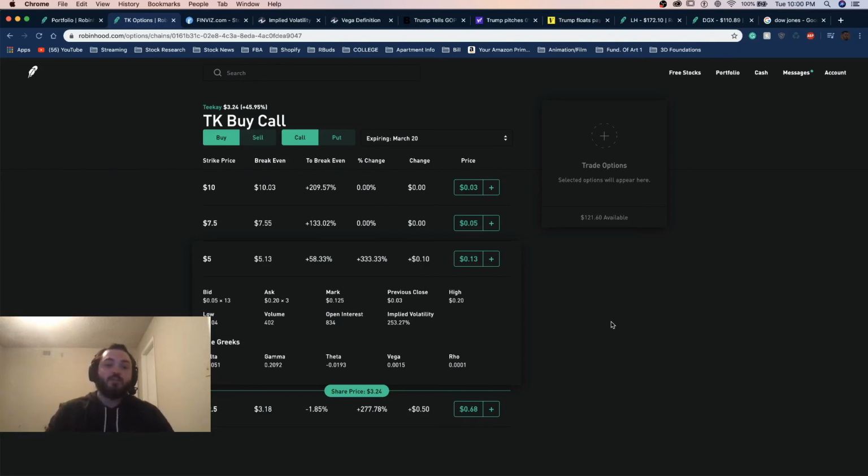So I hope you guys got a good understanding of what implied volatility is and what it looks like and how it can affect you and how you can find it on Robinhood. Because you need to study this whenever it comes to trading options. If you do not, it could cost you your whole portfolio.